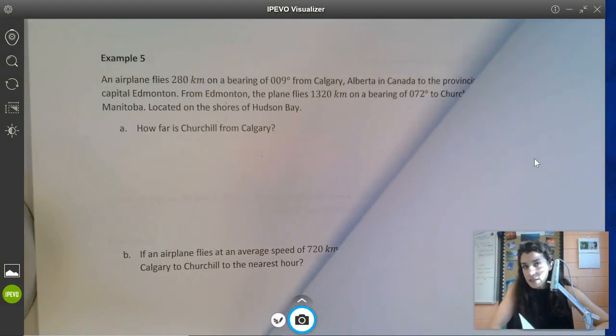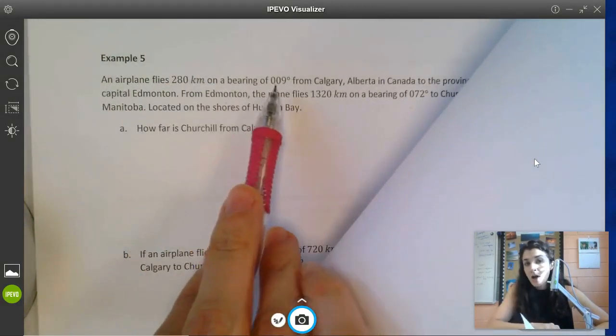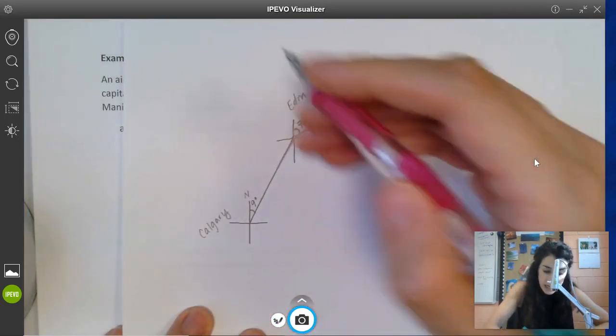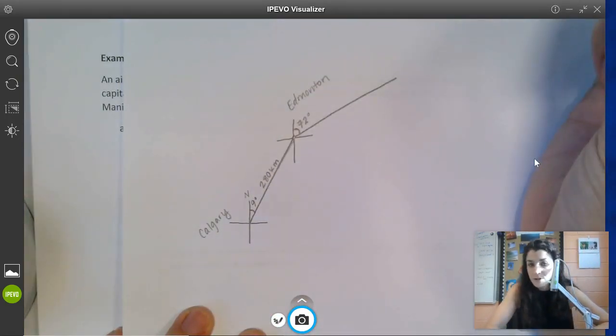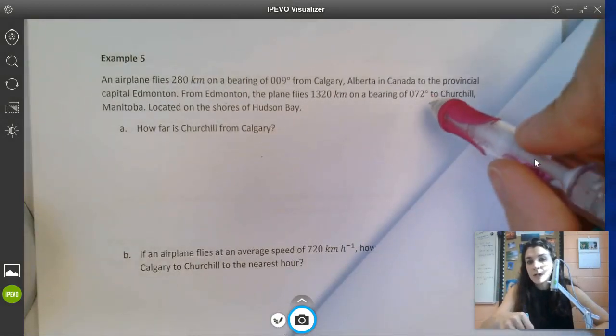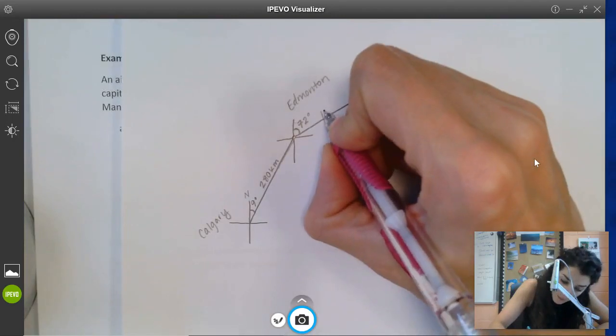We also have distances that we're going. So the airplane flies 280 kilometers on this bearing, which means with this bearing, I go 280 kilometers. So that length is 280 kilometers. Then my second bearing, which is 72 degrees, is 1,320 kilometers.